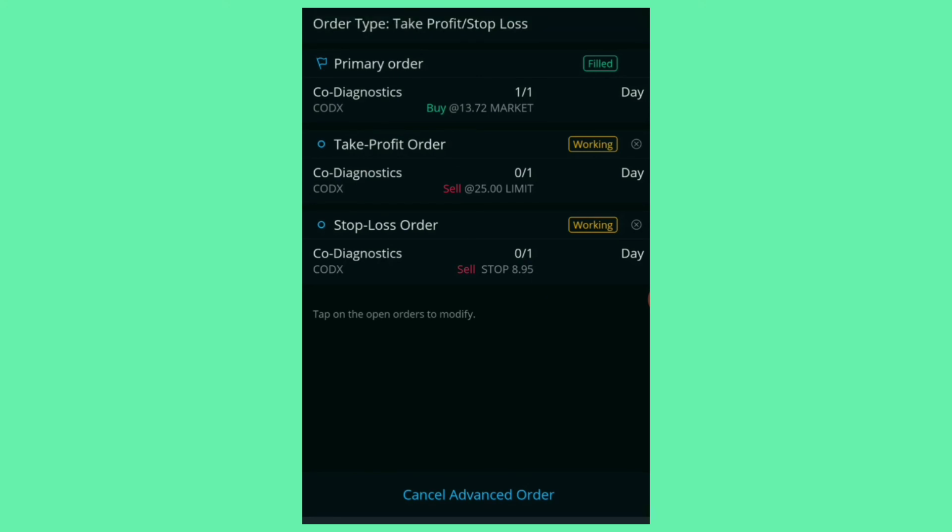And voila, done. You have the position. We bought it in at 13.72. And that's how you place an order on WeBull.